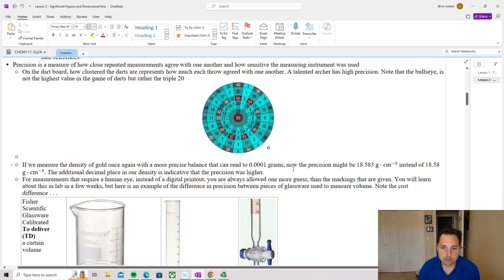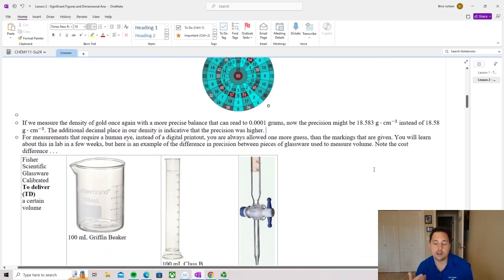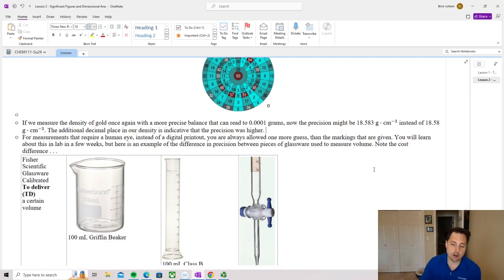Now, for the density of gold, if we were to measure one of the properties and we got it to 18.583 versus 18.58, it might look like those are the same number, but this one here is more precise than the other measurement because it has an extra degree of certainty to it, indicating that we have higher precision. So precision appears when we make a measurement or we write a measurement out as how many decimal places we can report it out to.